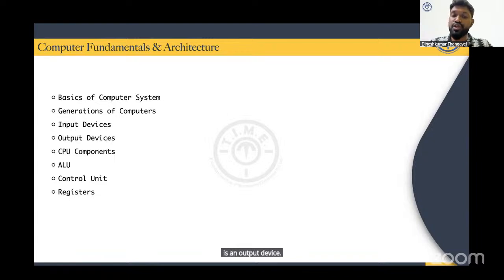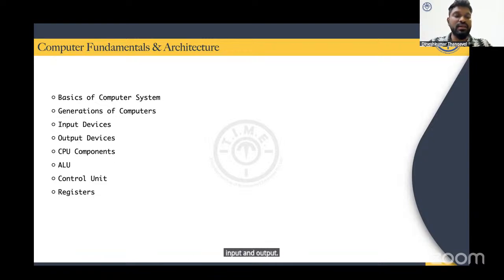Is touchscreen input or output? It is both, right? Because through the touchscreen we can give the input and we can see the output. So touchscreen comes under both categories. Yes, modern devices can be both input and output.